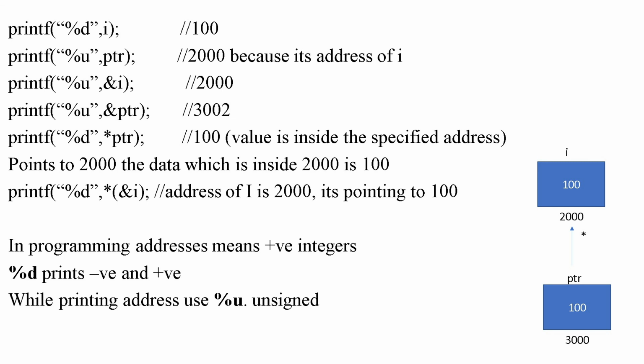It points to 2000, and the data inside 2000 is 100. So the output will be 100. Printf %d star of ampersand I. What is ampersand I? It is the address. The address of I is 2000, and what is it pointing to? 100. This is the basic introduction of pointers.